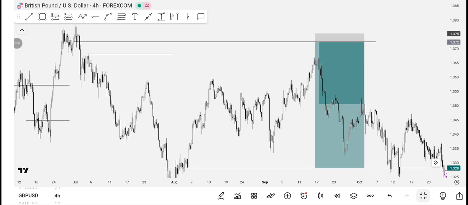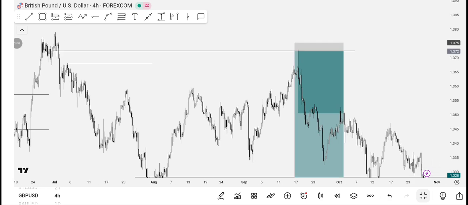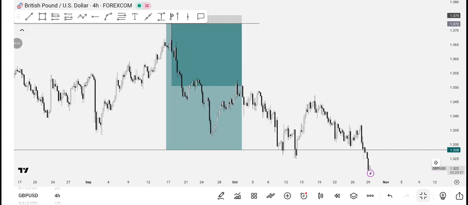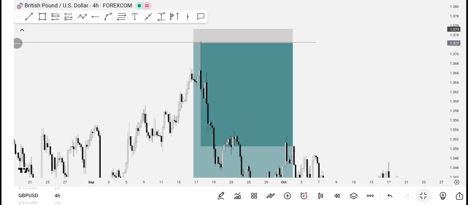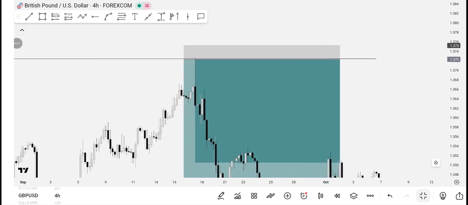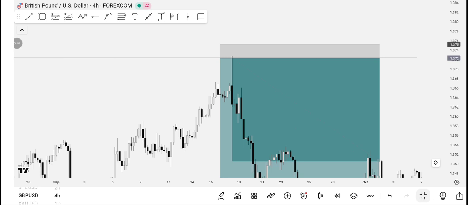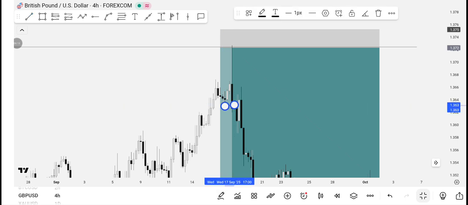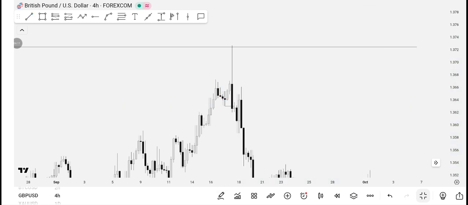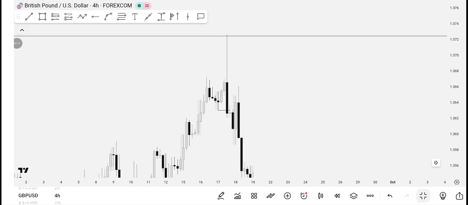Now if you are looking for re-entry, focus more on the 4 hour time frame structures. Now on the 4 hour time frame, let's zoom in. On the 4 hour time frame, we can see our break. You can spot our break over here.